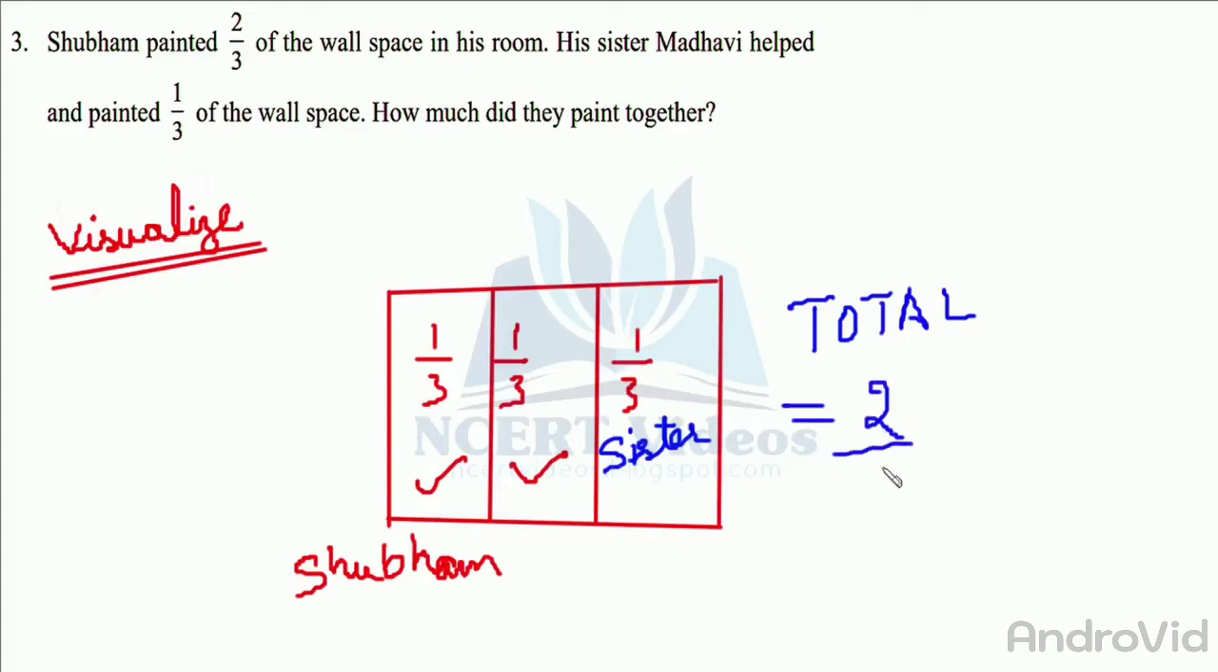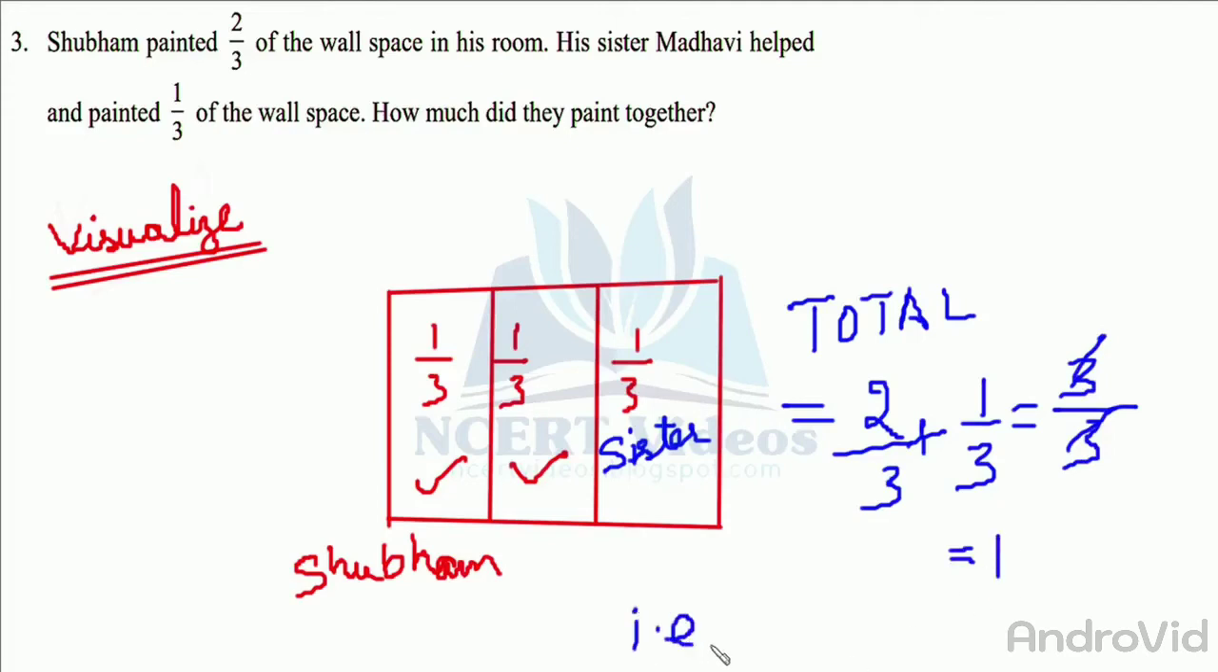So total is 1 over 3, 1 over 3, 1 over 3, or you can say 2 over 3 as painted by Shubham plus 1 over 3 as painted by his sister gives you 3 over 3, that is 1. 1 means the whole complete work has been finished. That is, we can say the complete wall has been painted by both of them.